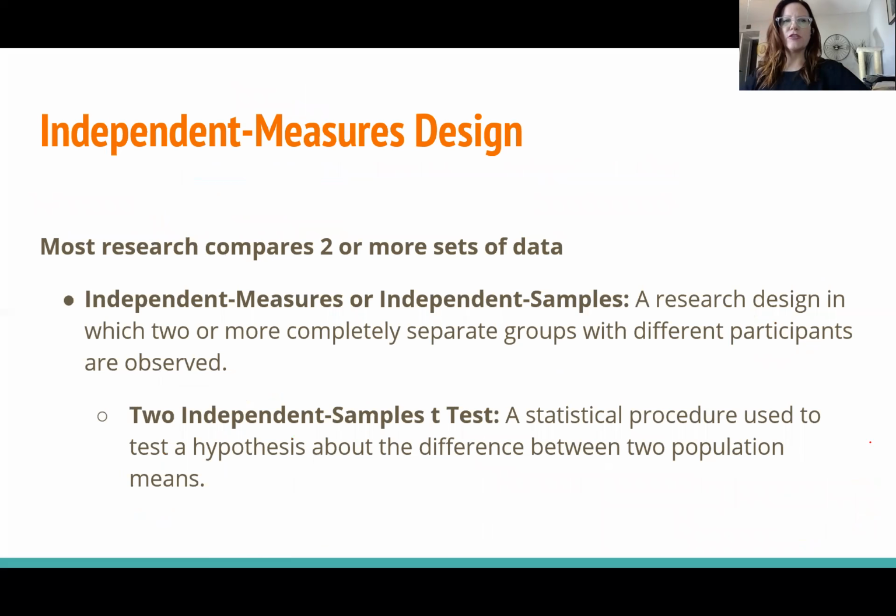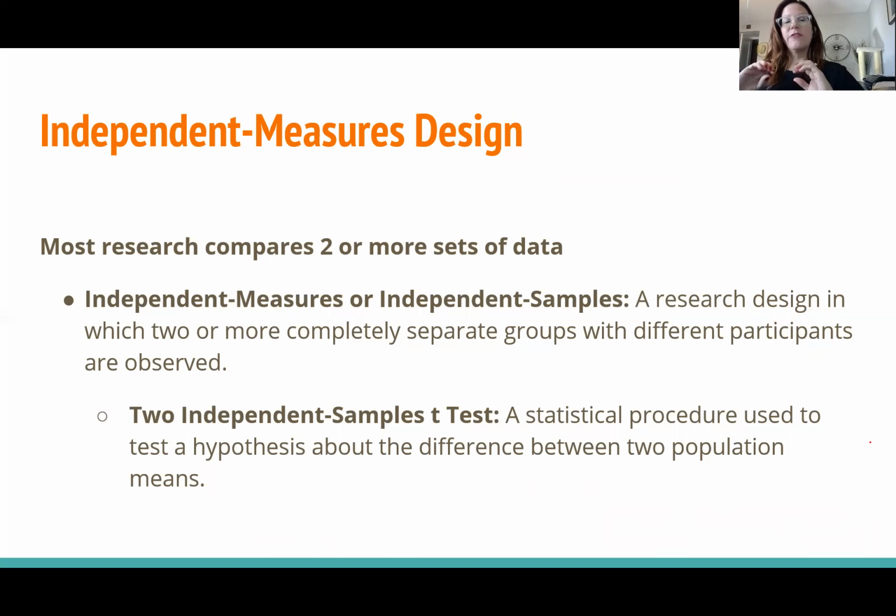So with the independent measures design, there are some key things to think about. Now, you'll hear the terms independent measures or independent samples, and these are generally terms used for a discussion about the research design, basically meaning that there are different participants being observed in each of the conditions, that the participants are not the same participants in the conditions. So they're independent of one another.